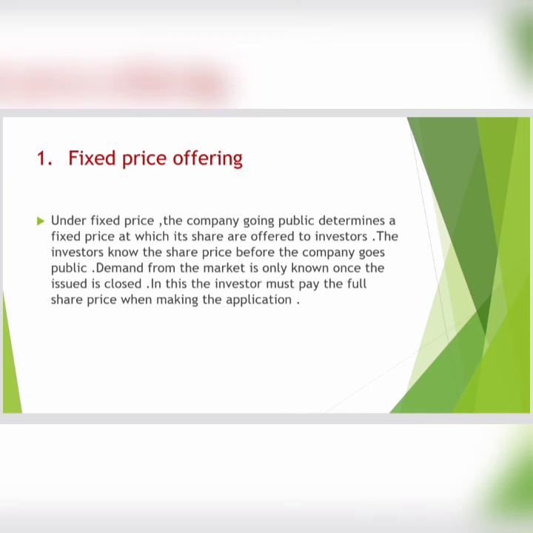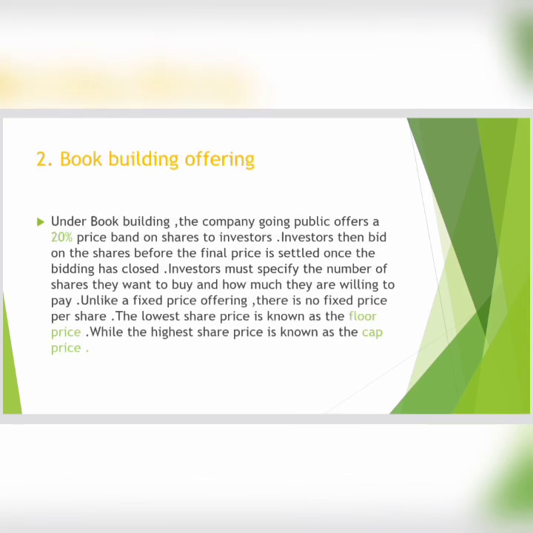The second one is book building offering. Under book building offering, the company going public offers a 20% price band on shares to investors. Investors then bid on the shares before the final price is settled once the bidding has closed. Investors must specify the number of shares they want to buy and how much they are willing to pay. Unlike a fixed price offering, there is no fixed price per share. The lowest share price is known as the floor price, while the highest price is known as the cap price.